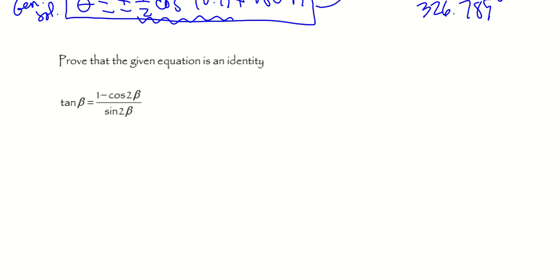So here I have the tangent of beta, and I'm trying to prove that it is equal to (1 minus the cosine of 2 times beta) over the sine of 2 times beta. What I want you to recognize is that inside this cosine and sine we have 2 times an angle, and inside this tangent we just have 1 times that angle. As usual, we're going to start with the more complicated side and work with that, trying to get it to be equivalent to the tangent of beta.